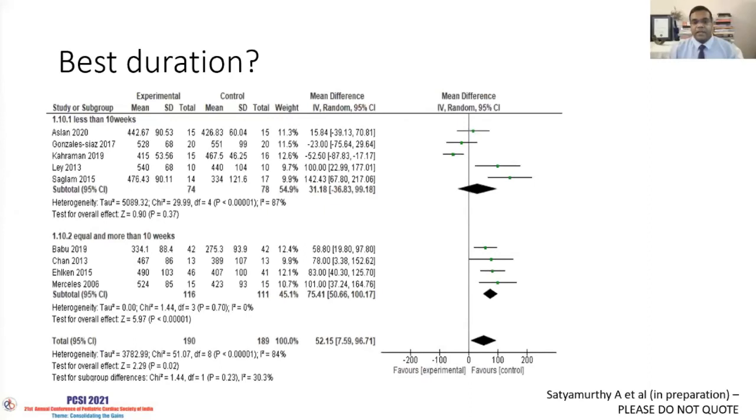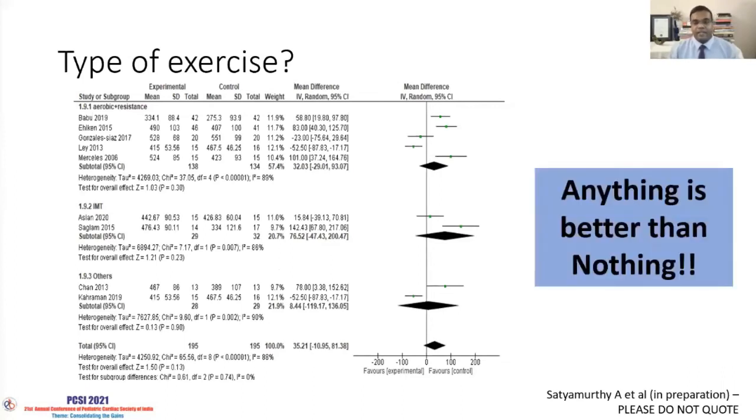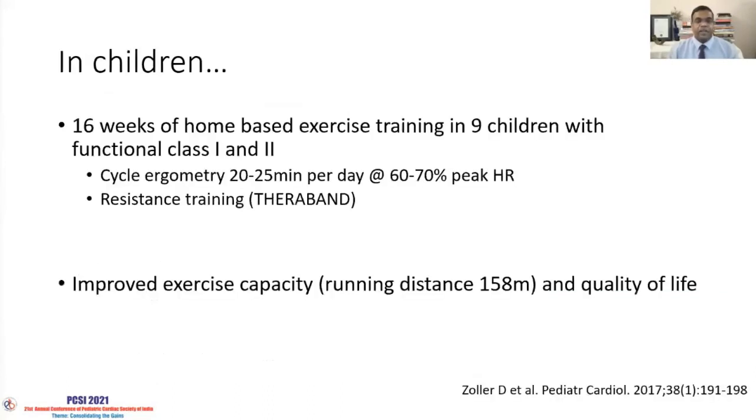Well, from our meta-analysis, it is clear that programs of 10 weeks or more did bring about better changes in 6-minute walk distance as compared to programs of lesser than 10 weeks. As to which type of exercises would be most beneficial, there is no clear-cut winner here. All forms of exercises seem to be working, but what we do take from this is that anything is better than nothing, and that some form of exercise is definitely better.